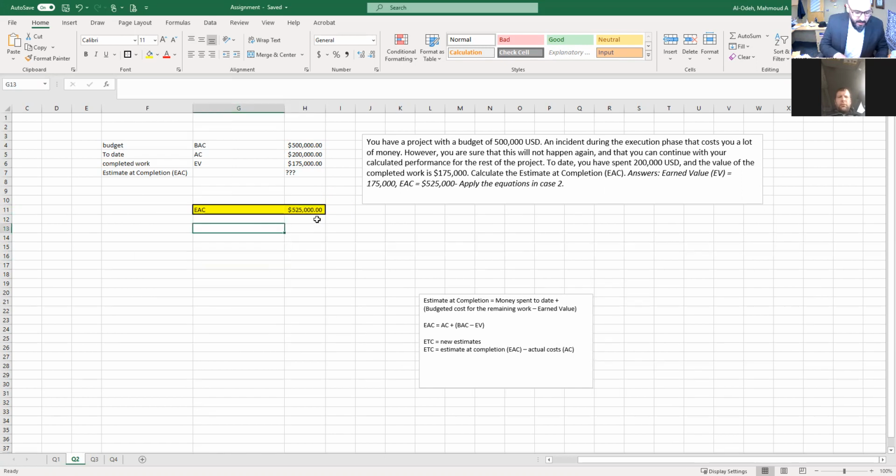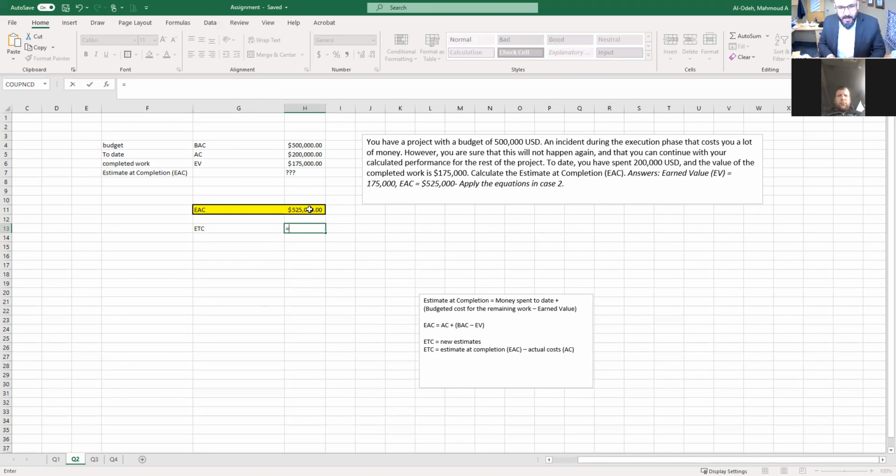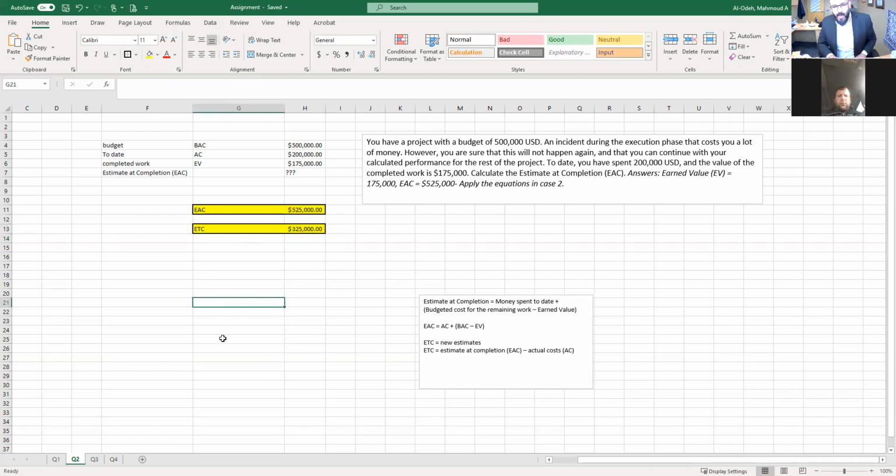Now, if I ask you to do the estimate to complete, how much we have to spend from this point on, it is the 525 minus the actual work, the actual money that you spent. So from now on, you will be spending 325. But again, this is not required in the question, but it would be nice to add it to your answer.